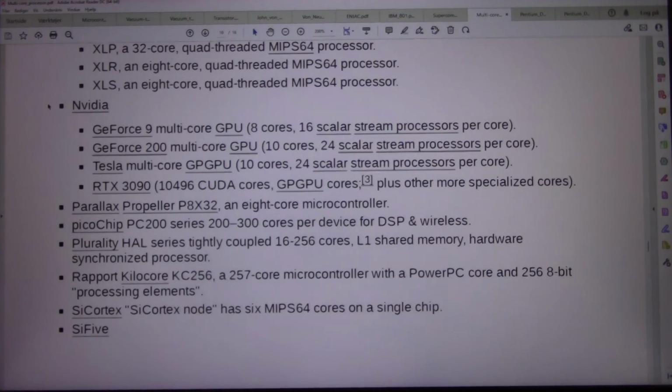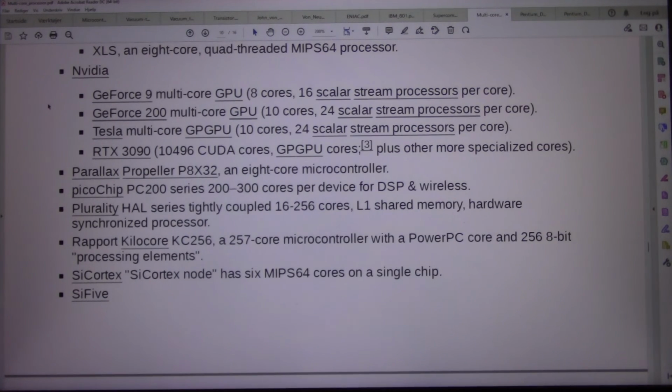NVIDIA GeForce 9 multi-core GPU, 8 cores, 16 scalar stream processors per core. GeForce 200 multi-core GPU, 10 cores, 24 scalar stream processors per core. Tesla multi-core GPU, 10 cores, 24 scalar stream processors per core. RTX 3090, 10,496 CUDA cores, plus other more specialized cores.